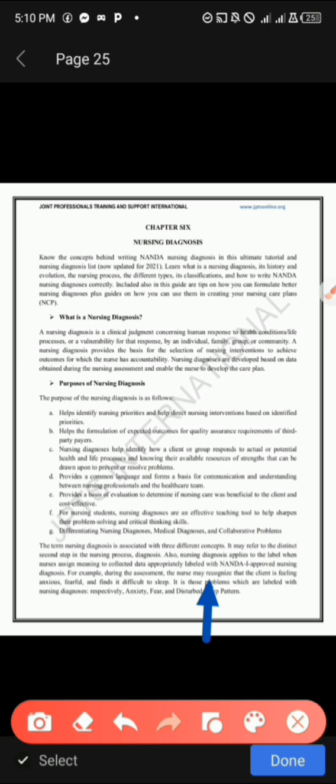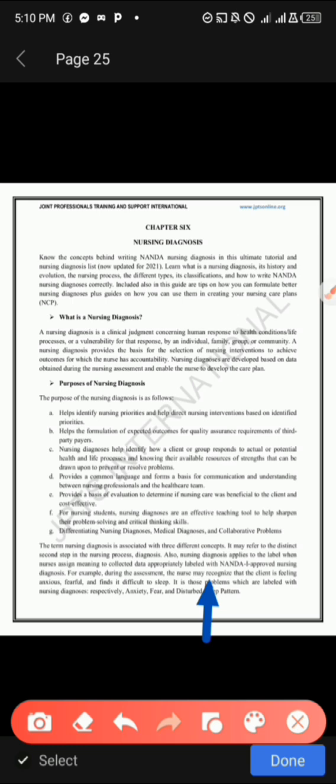You see that in nursing diagnosis, the nurse may be able to find out because during the evaluation, the nurse needs to ask questions to the patient. Ask questions to know what to do at the right time.